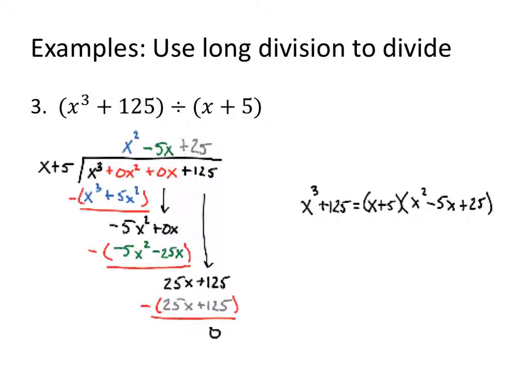And I have how to factor the sum of cubes when it's x cubed plus 5 cubed. That is x plus 5 times x squared minus 5x plus 25.